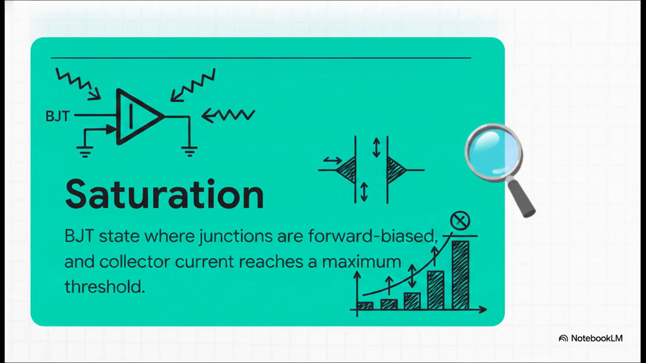Saturation is what happens when the BJT is pushed to its absolute maximum limit. Both the base emitter and the base collector junctions become forward biased. At this point, the collector current hits a hard ceiling dictated by the external circuit. You could pump in way more base current, and it wouldn't increase the collector current at all. For all intents and purposes, the transistor is completely 100% on.